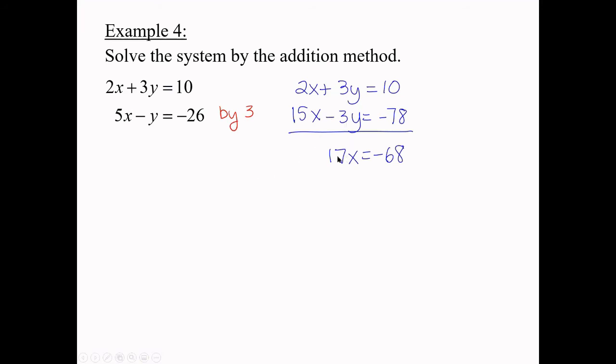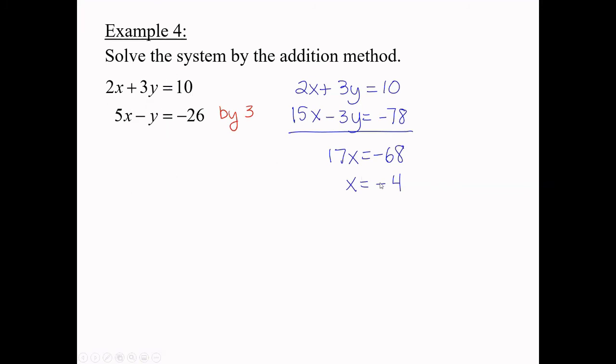I'd prefer the 17x be under the x's, but here you have an opposite pair. So those two are going to give you 0. These two are going to give you 17x. This gives you -68. Very conveniently, 17 divides into 68 exactly. So your answer is -4. So that's an x value that presumably would go into both of these problems.